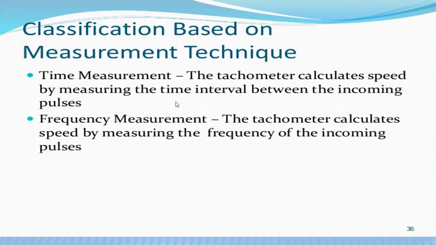Okay. And the classification based upon the measurement technique: time measurement and frequency measurement. Based upon these two measurements, the speed of the shaft is calculated. Okay, so the tachometer calculates speed by measuring the time and the frequency, and based on the amount of frequency developed on the device, the speed is calculated.